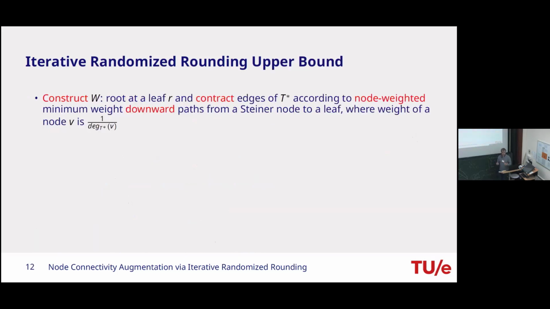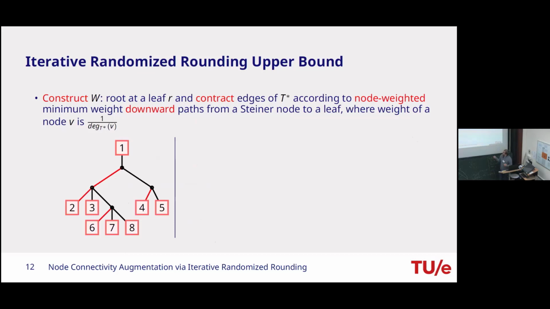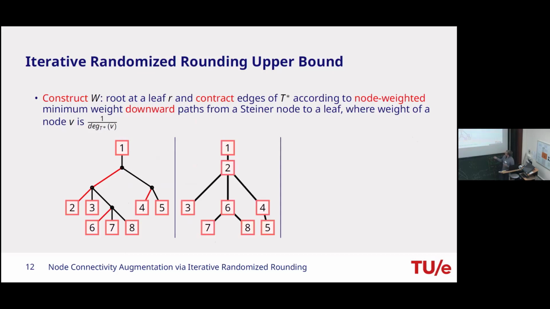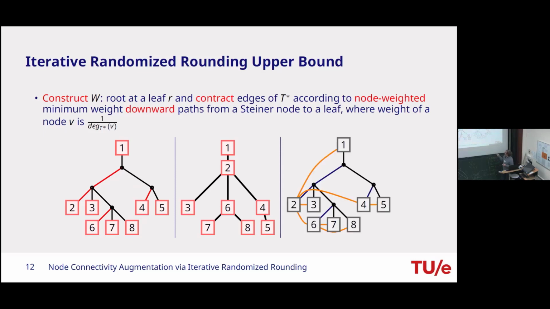So to actually find this tree, what we do is we root the tree at some leaf, so this leaf 1, and we want to contract certain edges of this tree. And these edges are according to a minimum cost downward path from a Steiner node to a leaf, where the cost of a node is the inverse of its degree. So here we have these red paths corresponding to these minimum weight paths. We contract them, we end up with this tree here, which we just use as the witness tree itself, drawn here in orange, as you can see.